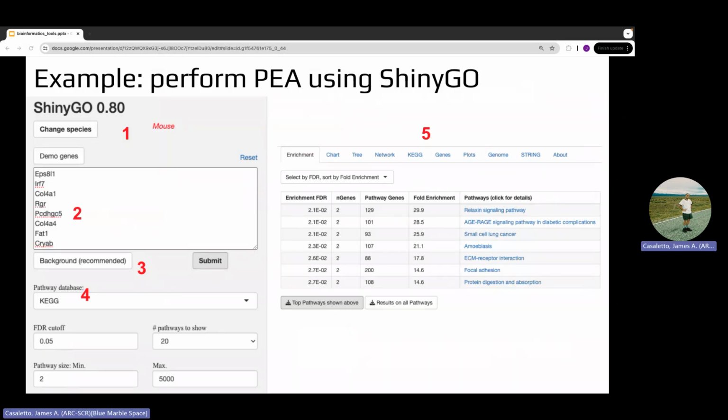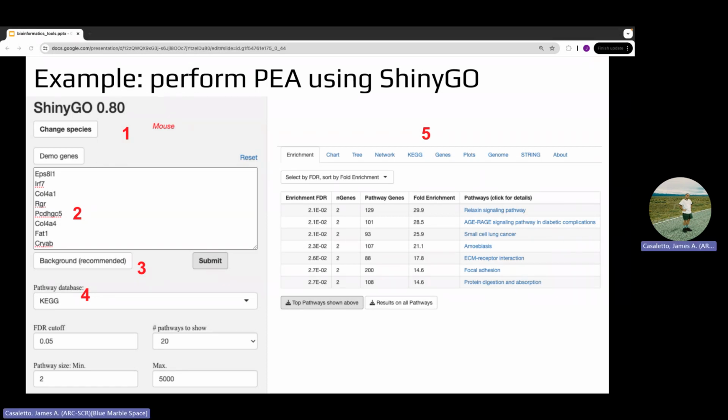Here's an example of performing pathway enrichment analysis using ShinyGO. The slide screenshot shows an example of this online tool. In 1, you select the species, in our case it's Mus musculus or mouse. In 2, you paste the list of genes you found as interesting, those 10 genes that we found as differentially expressed. In 3, you paste the list of background genes, which is the list of all the genes, those 20,000 genes that you used in your experiment. In 4, you select the relevant pathway database. It defaults to the KEGG database.